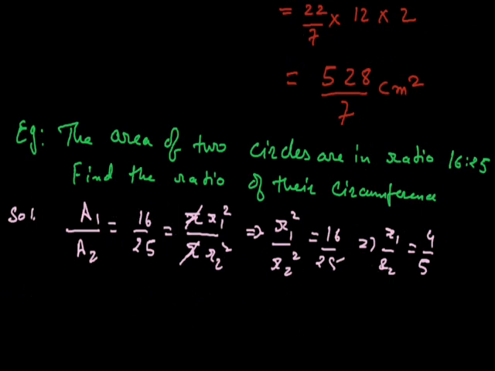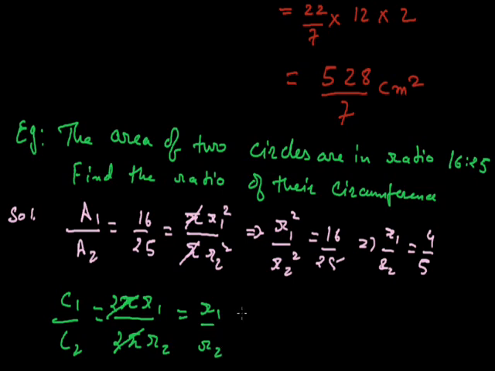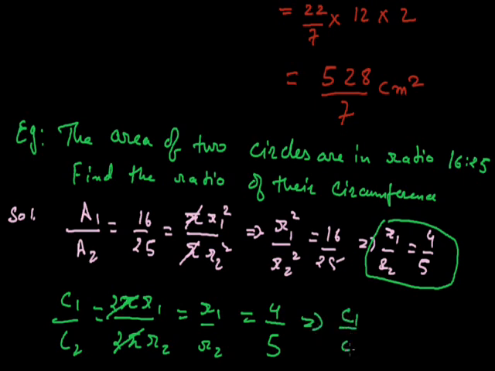Now we have to find the ratio of the circumference, so we write c1 upon c2, that will be equal to 2 pi r1 upon 2 pi r2. Now 2 pi will get cancelled by 2 pi and it comes out to be r1 upon r2 only. Just now we have calculated the value of r1 upon r2, that is 4 upon 5. So the ratio of the circumference, that is c1 upon c2, will be 4 upon 5. We can say that c1 is to c2 is equal to 4 is to 5.